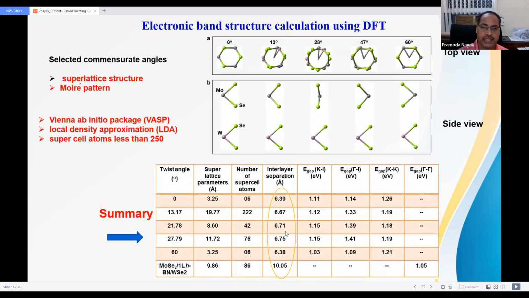And at some intermediate angle, you can see it increases. That's why the coupling strength is very low. That's why there is no effective charge transfer. We are not getting the interlayer exciton.